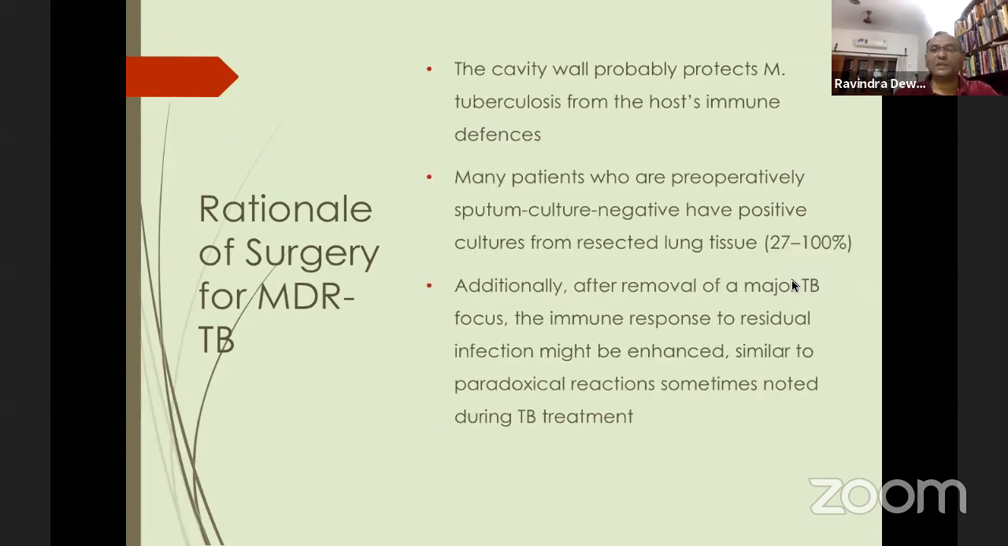The cavity wall protects Mycobacterium tuberculosis from the host's immune defenses. And after removal of a major TB focus, the immune responses to residual infection might be enhanced. Similar to paradoxical reactions sometimes noted during TB treatment, many surgeons may not know that many times when we start anti-tubercular therapy, sometimes the lesions, because the bacterial load decreases, the immune response of the body increases, and that further leads to destruction of the tissues. And that's why if you remove the TB focus, the immune response becomes better and the patient gets healed fast.